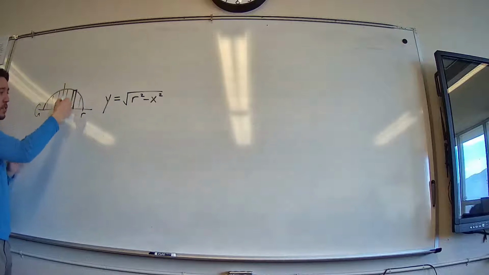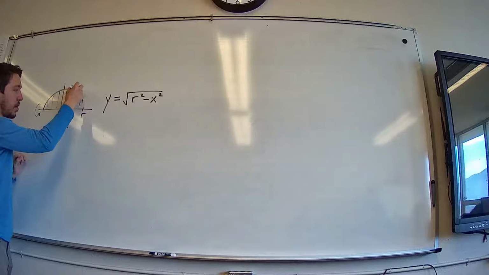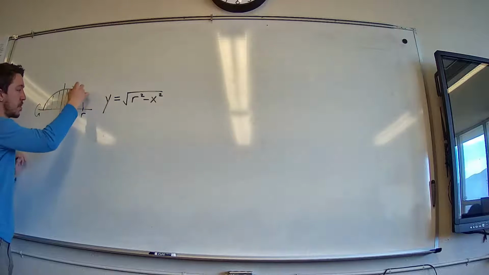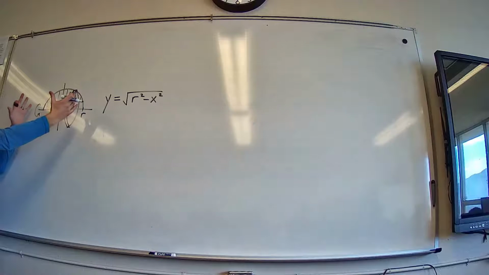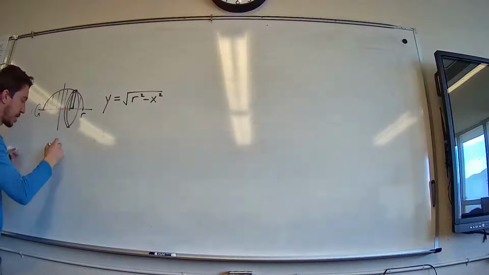Okay, so imagine this little slice revolving, carving out its disk. So hopefully you can imagine that sphere being constructed from a bunch of disks. So let's examine the disk.